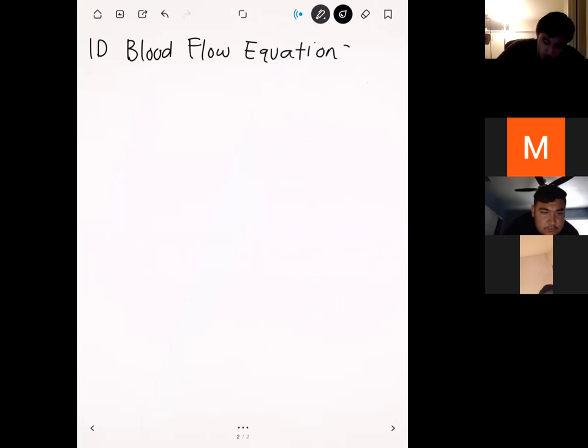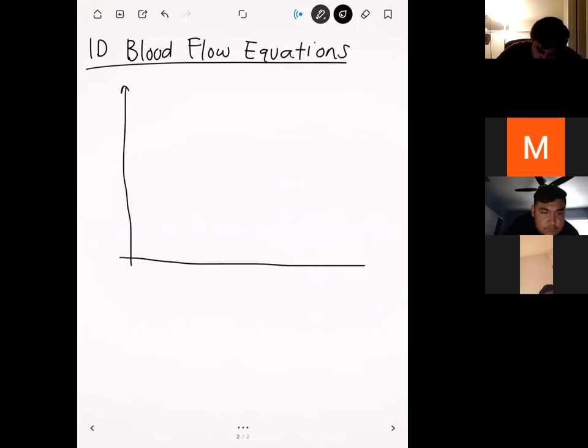To introduce this idea of 1D blood flow equations, let me draw this pseudo chart for you. It's not a real chart, but it's how I visualize this in my head.